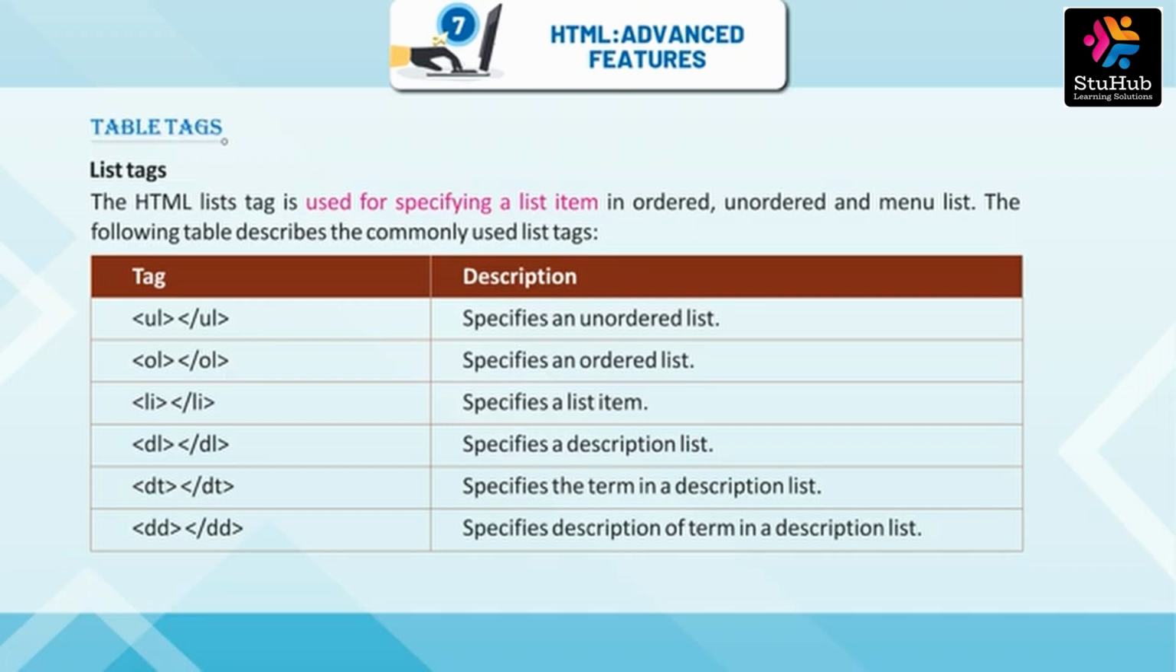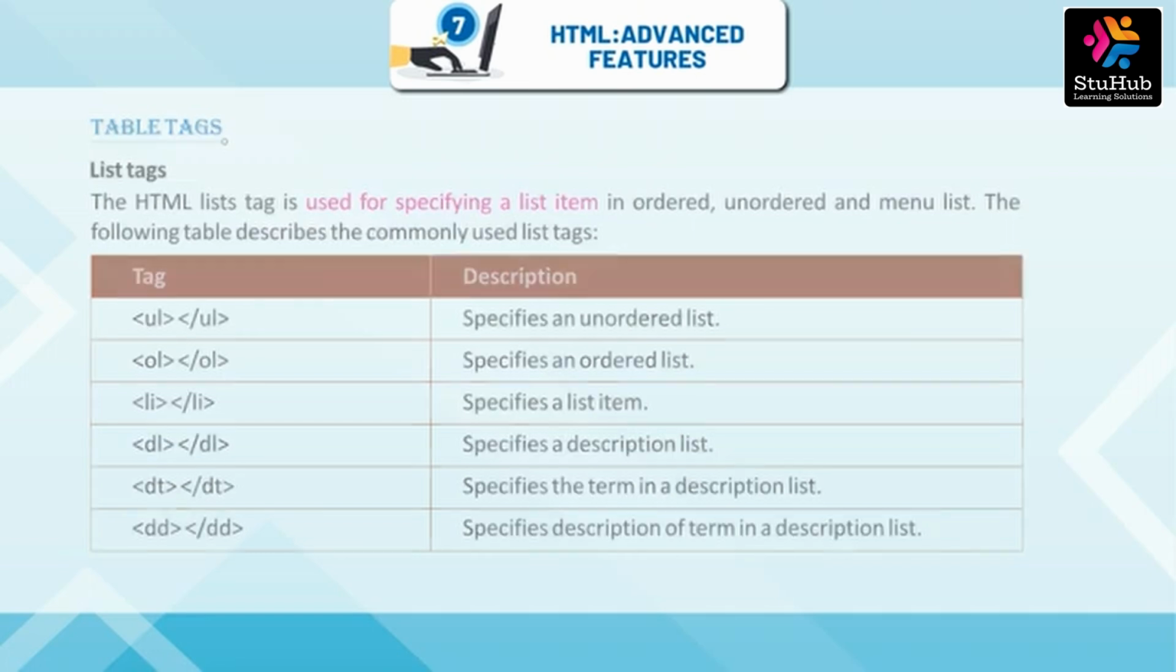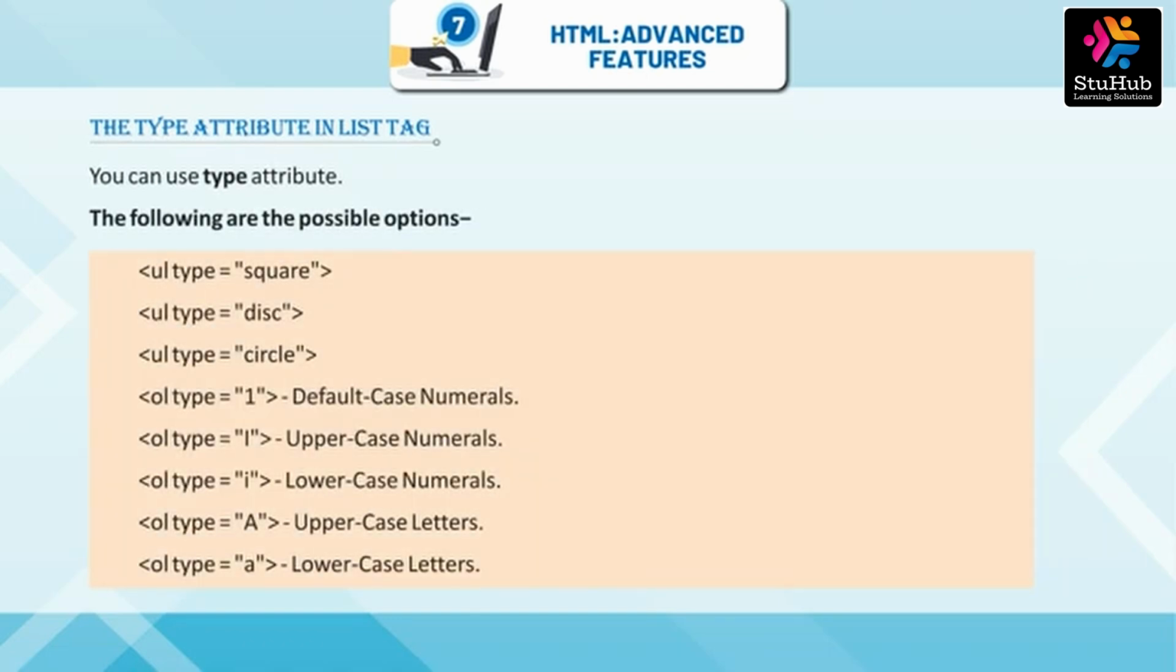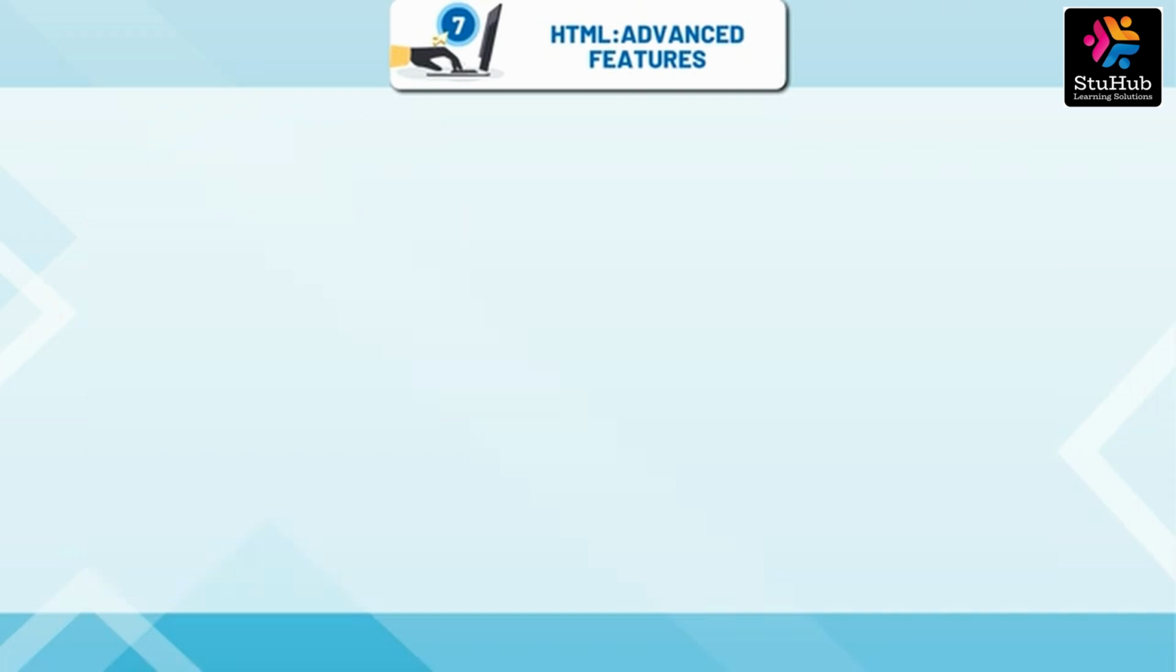Open DL tag, close DL tag specifies a description list. Open DT tag, close DT tag specifies the term in a description list. Open DD tag, close DD tag specifies description of term in a description list. The type attribute in list tag. You can use type attribute. The following are the possible options.